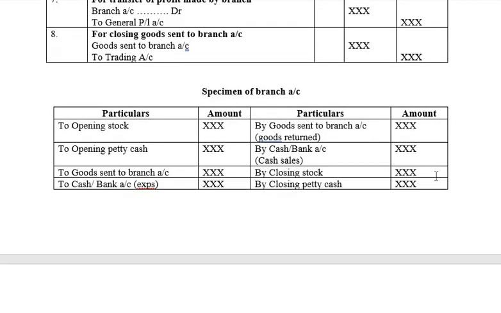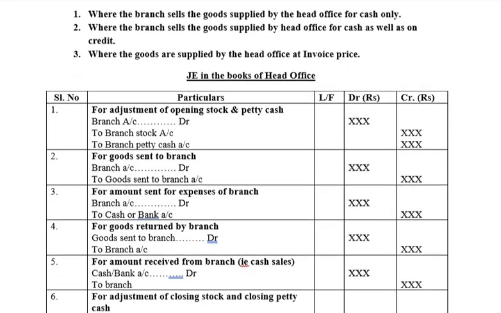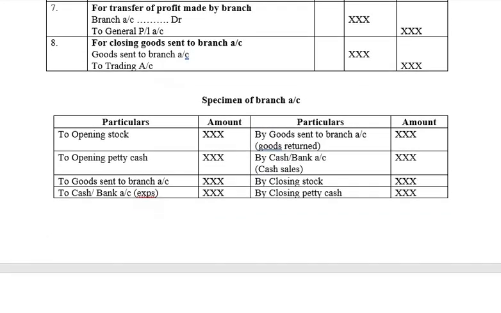This is the specimen of branch account. This is how the branch account looks. On the debit side you have to opening stock, to petty cash, this is also opening, to goods sent to branch. If there are goods sent to branch, then it comes to the debit side. To cash or bank account wherein the expenses, you have these journal entries, look here, and as per the journal entries we have the branch account being prepared. When you cross check through the journal entries, you will realize it.